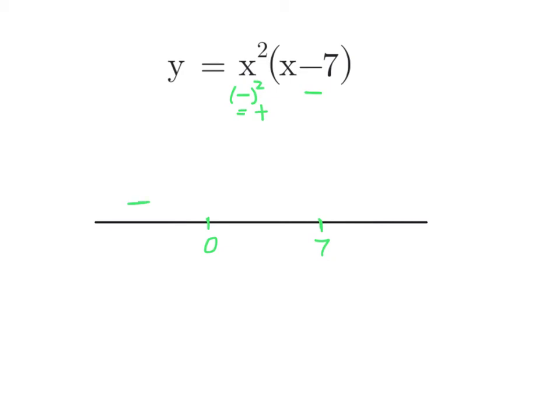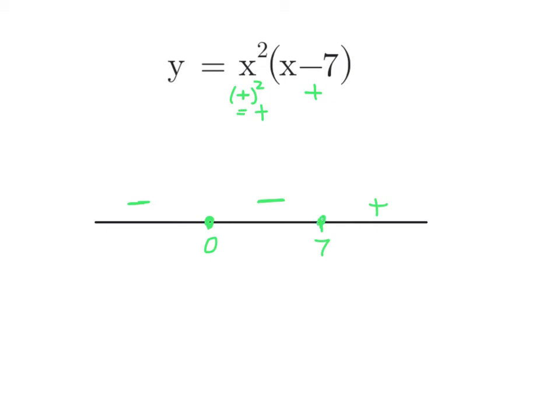In between 0 and 7, if we pick a number like 1, 1 is now positive, but when we square it, it's still positive. So as we passed over that 0, we see that the factor didn't change sign because it was squared. It always stayed positive. But 1 minus 7 is still negative, so positive times negative is negative. Then when we pick something extraordinarily positive, we square it, it's positive. 1 billion minus 7 is positive, so the entire product is positive.